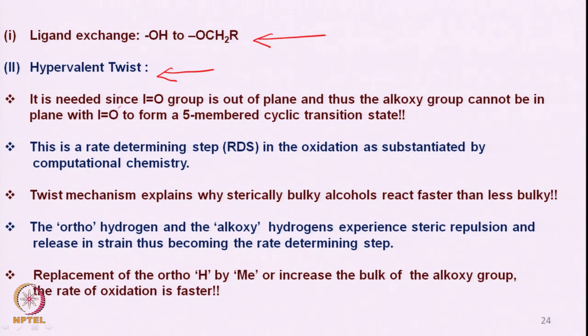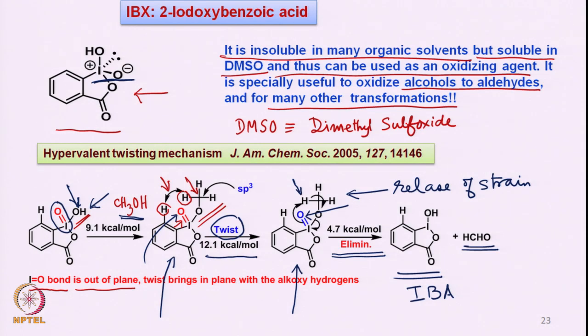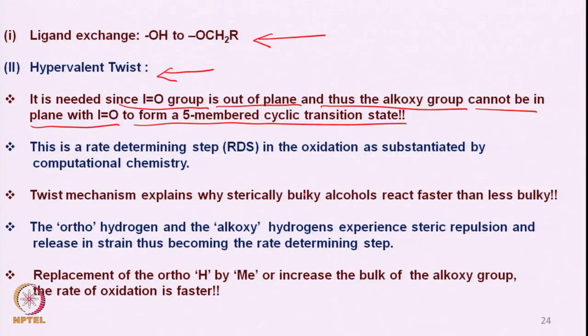It is needed since the IO group is out of plane, and thus the alkoxy group cannot be in plane with the I double bond O to form a 5 member cyclic transition state, which I showed earlier here. There is a 5 member transition state, that is 1, 2, 3, 4 and 5, a 5 member transition state. This is the rate determining step in the oxidation, as substantiated by computational chemistry.